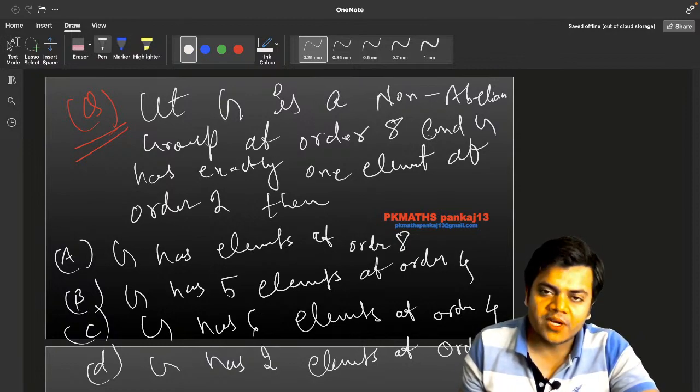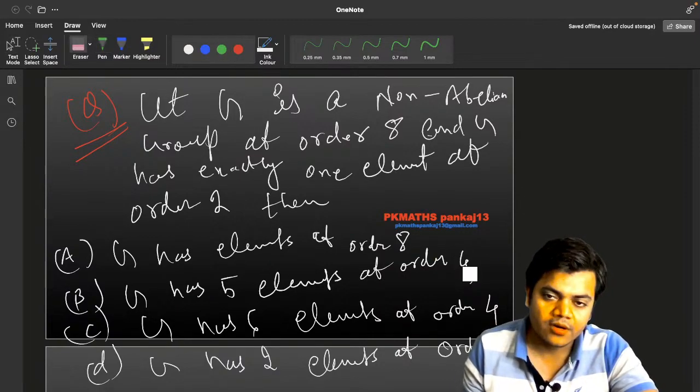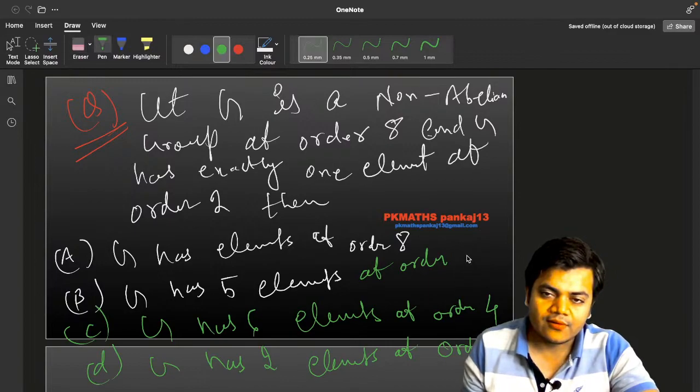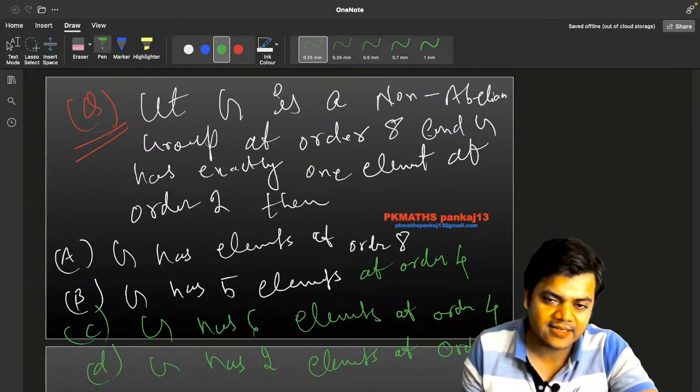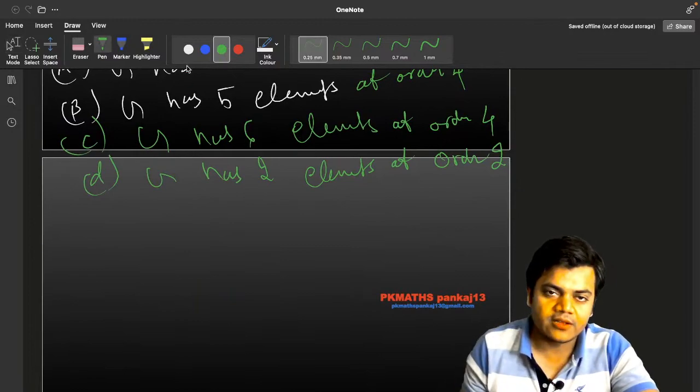Let G be a non-abelian group of order 8 and G has exactly one element of order 2. Then G has elements of order 8, this is option A. G has 5 elements of order 4, this is option B. G has 6 elements of order 4, this is option C. And G has 2 elements of order 2, this is option D. So here we have 4 options and you just need to say the right thing.